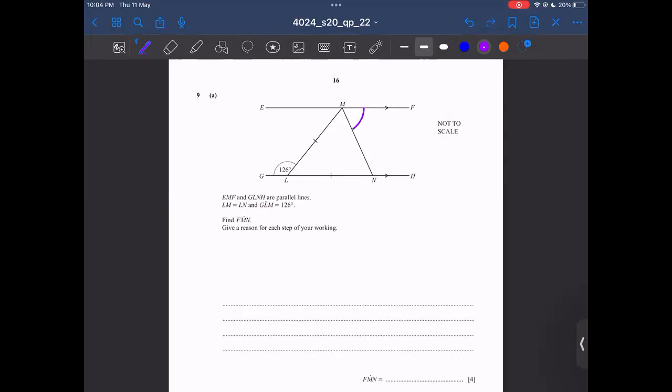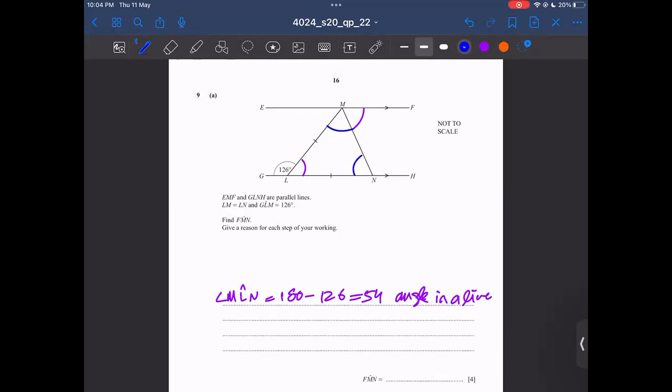First, we need to find out what MLN is, this angle. Let's just find out this angle, MLN. This is 180 minus 126, that is equal to 54, angle in a line. We are giving the reason. Okay, now what are these angles?